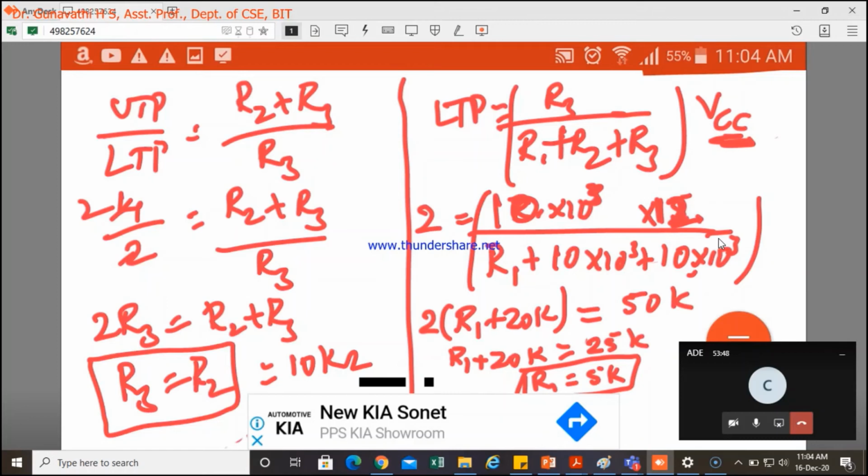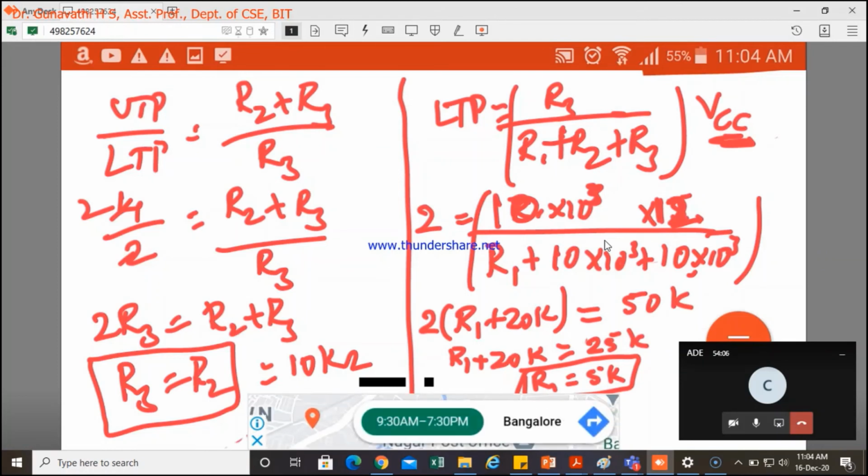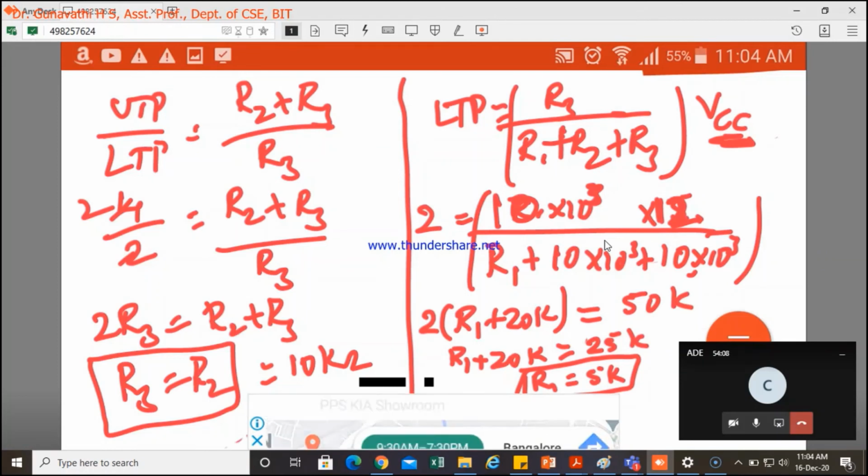Is this clear? Yes, ma'am. Yeah. Any given values you should be able to do it. Two things you need to remember. One thing is your input should always be greater than your upper threshold voltage. And your VCC should be greater than your upper threshold voltage. Otherwise, the design part will go wrong.